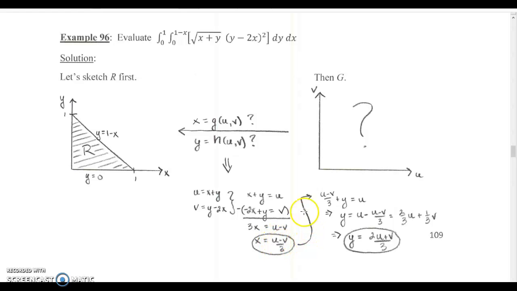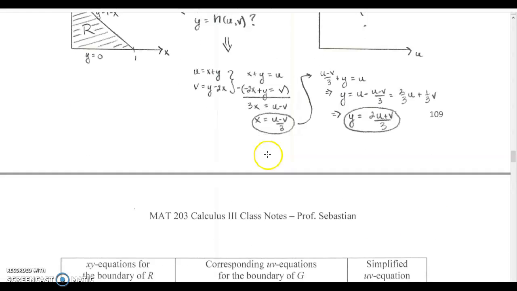Then I'm going to substitute that back into the first equation. So u minus v over 3 plus y equals u. So y equals u minus u minus v over 3. That's 1u minus a third u, so that's 2/3 u. And then minus and minus is plus 1/3 v, or 2u plus v all divided by 3. So there's x and y.